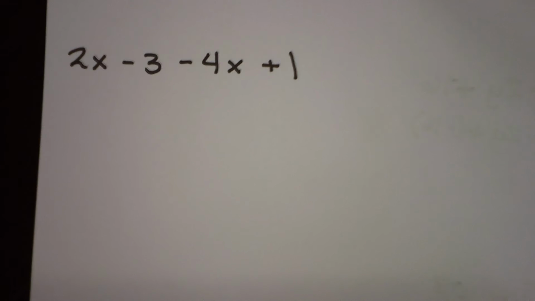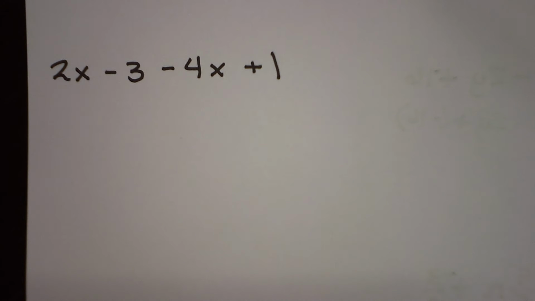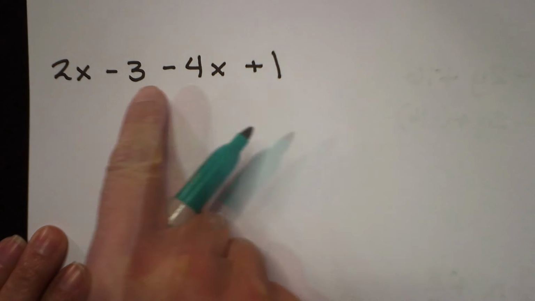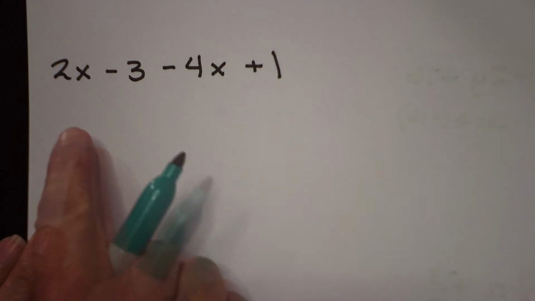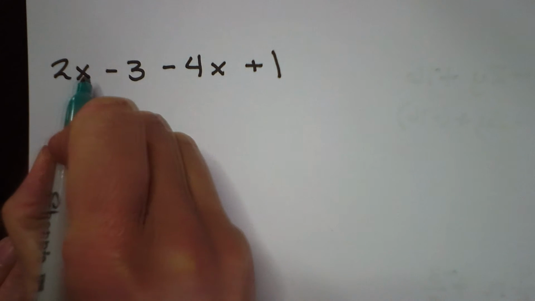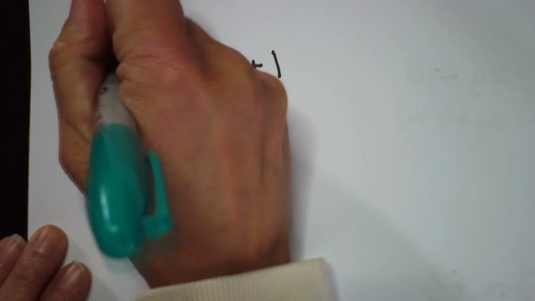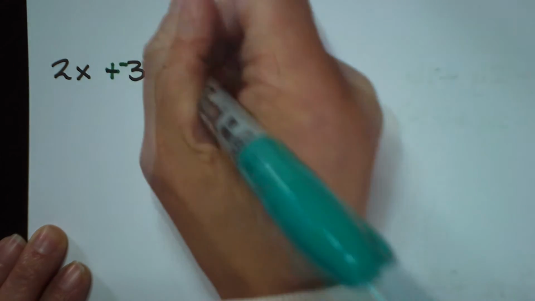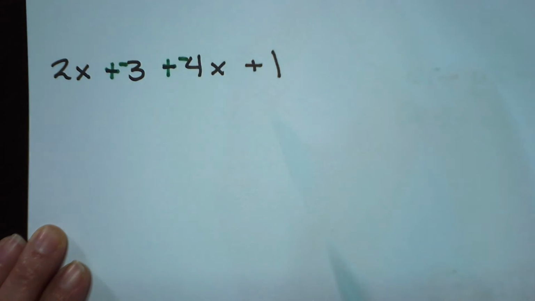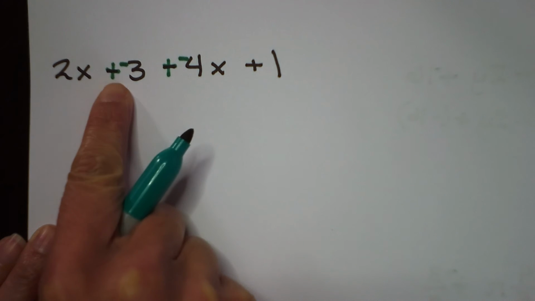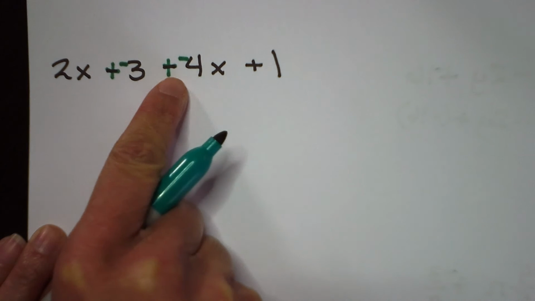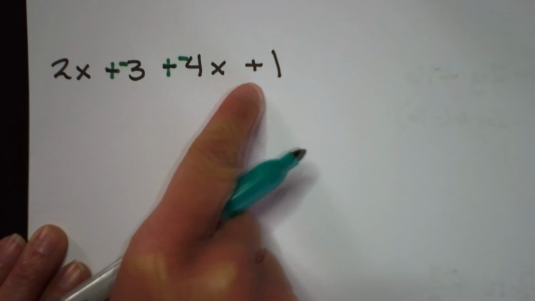It gets a little trickier when we have subtraction involved. And the reason it's trickier is because I can't use the associative property on subtraction. So what I want to do first is get rid of the subtraction. I want to make sure that I only have addition. In order to do that, every time I have subtraction, I'm going to change it to addition of the opposite, and then addition of the opposite here. So now I've basically made an equivalent expression that says 2x plus negative 3 plus negative 4x plus 1.